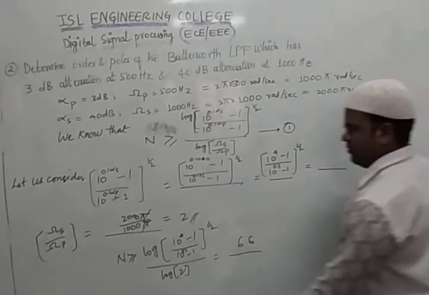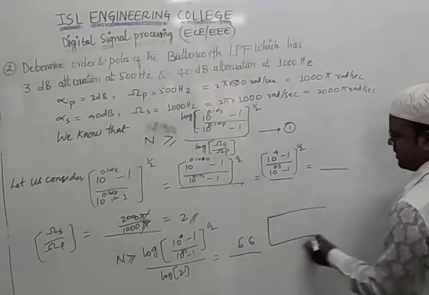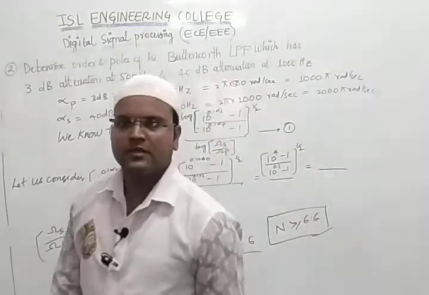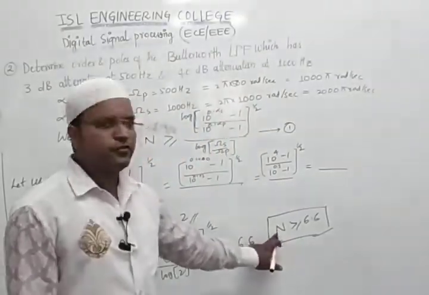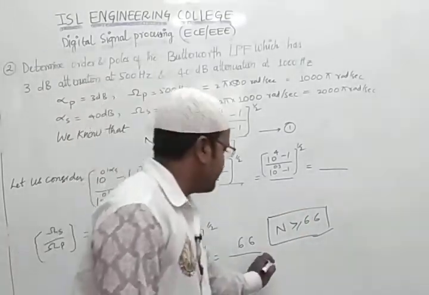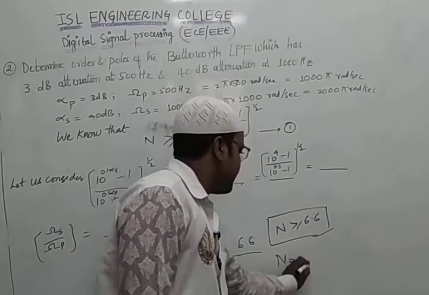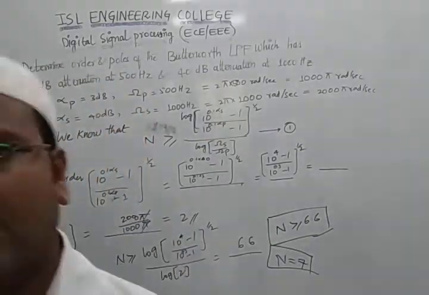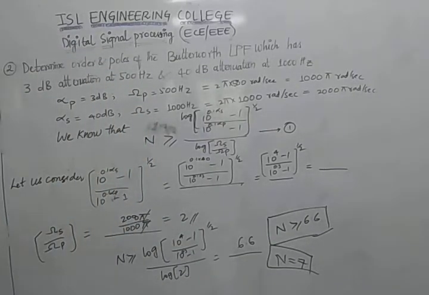So we got the n value: n is greater than 6.6. We need to round off to the nearest highest integer. After 6.6, the next value is 7, so n is equal to 7. That means it is 7th order. So we found the order of the filter. Till now, students, we have the attenuation in the stop band and in the pass band. We put the values and found the order of the filter. Next we need to find the poles. So, noting down this, I'll go for the poles.